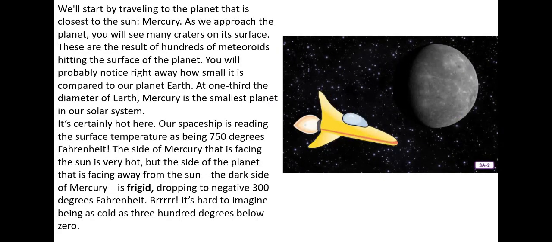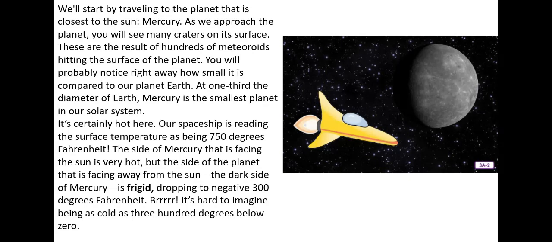We'll start by traveling to the planet that is closest to the sun, Mercury. As we approach the planet, we will see many craters on its surface. These are the result of hundreds of meteoroids hitting the surface of the planet. You will probably notice right away how small it is compared to our planet Earth. At 1/3 the diameter of Earth, Mercury is the smallest planet in our solar system.